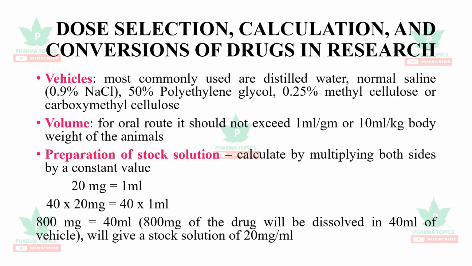Preparation of the stock solutions. It is calculated by multiplying on both sides by a constant volume. Whatever volume is needed and whatever dose has to be administered, it has to be multiplied on both the sides. For example, if we need 20 mg in 1 ml, multiply 40 on both the sides. So 800 mg in 40 ml can give the required concentration.